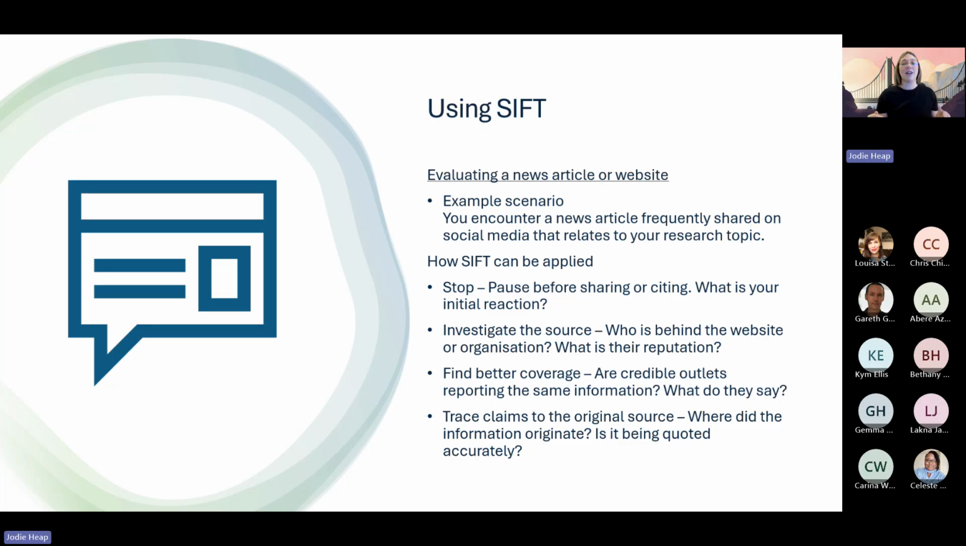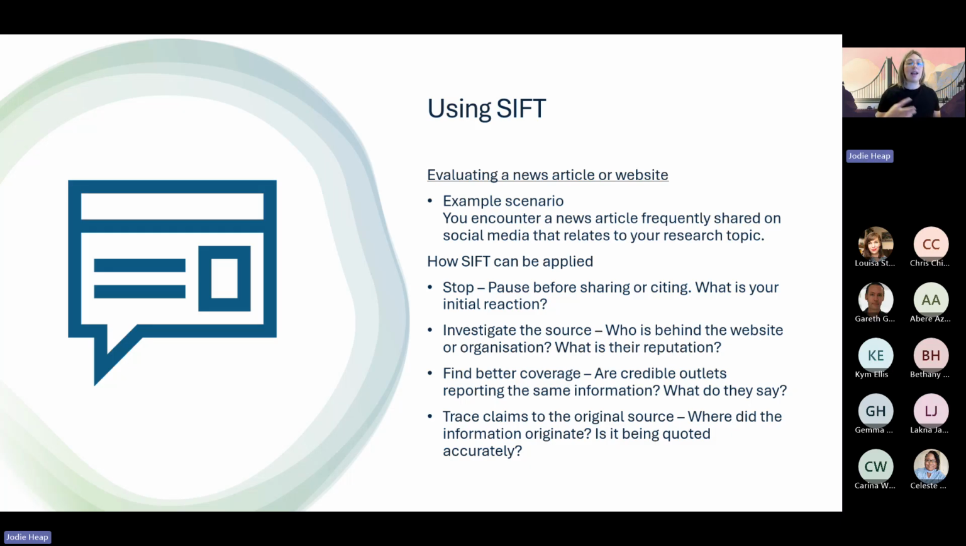So just take a pause and think about what the intention is by sharing this information. We can ask ourselves who's behind the website or the organisation and what is their reputation. Is it something from a charity? Is it something from a political group or an organisation that maybe has an intention affiliated with it? We can look to see if they are being reported by credible outlets, multiple outlets reporting the same information, and what are the different people saying.